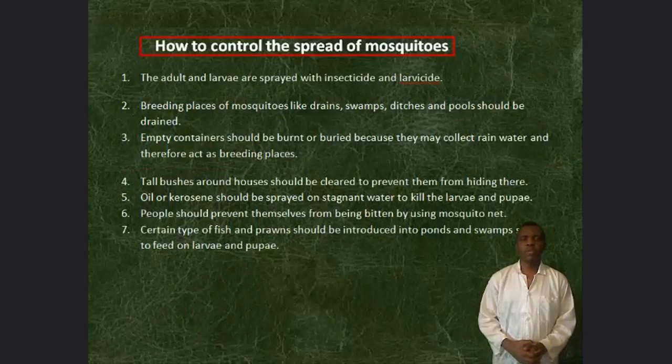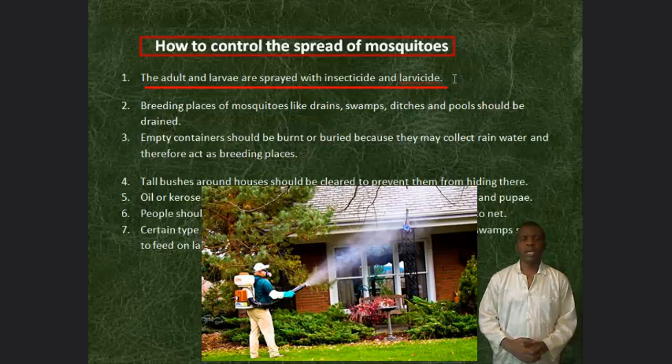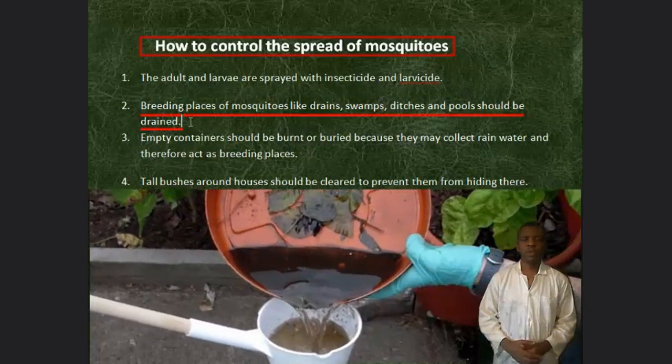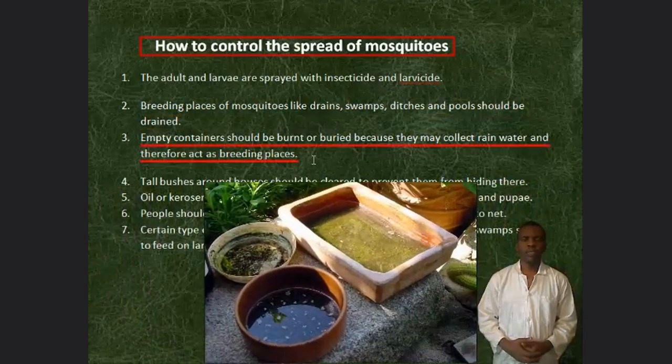How to control the spread of mosquitoes. The adults and larvae are sprayed with insecticides and larvicides. Breeding places of mosquitoes like drains, swamps, ditches, and pools should be drained. Empty containers should be burnt or buried because they may collect rainwater and therefore act as breeding places.